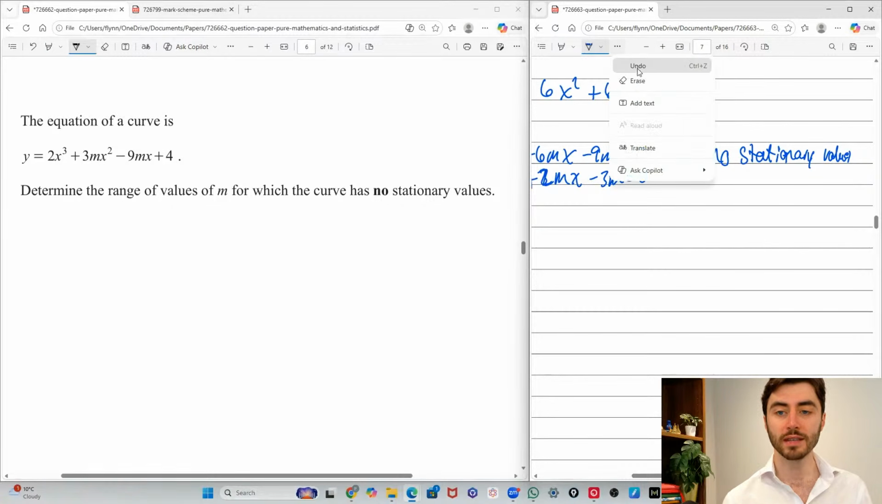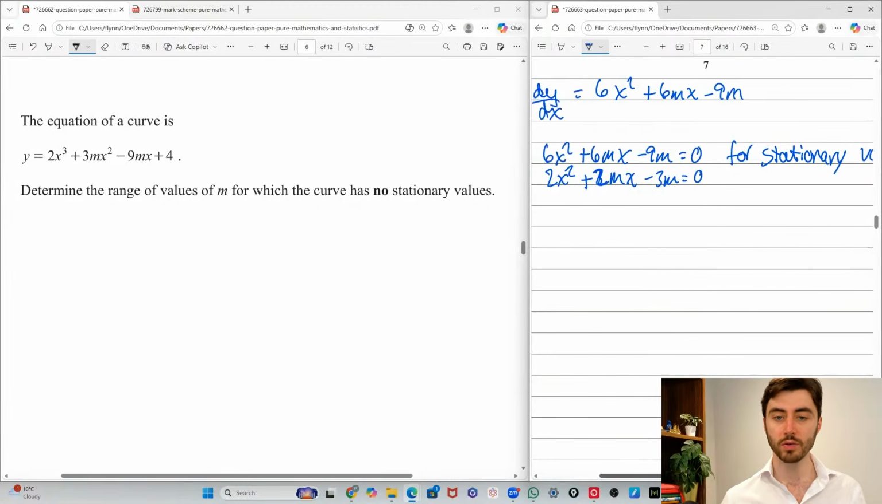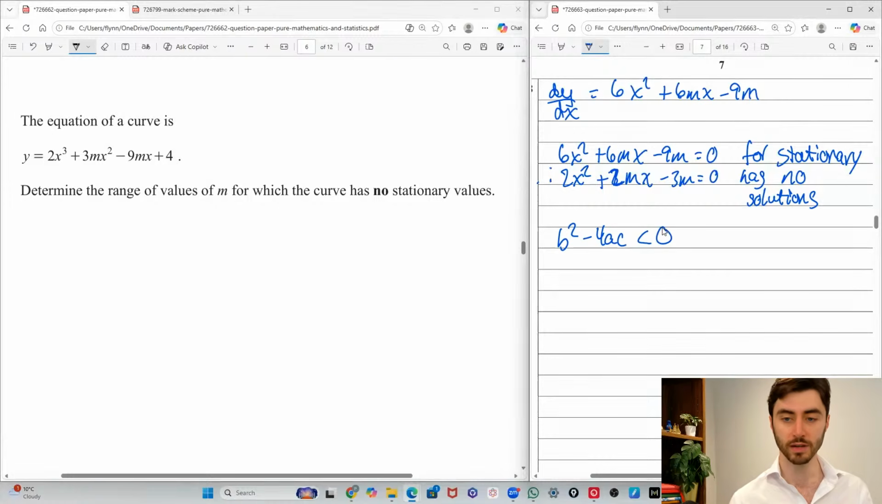So what that means is this thing would be equal to 0 for stationary values. In general, if dy/dx equals 0, you found your stationary values. So that would be true for stationary values. But because there are no stationary values, it means that the quadratic has no solutions. And if it has no solutions for a quadratic, that means we're working with the discriminant. So the discriminant, it means that b squared minus 4ac is less than 0.